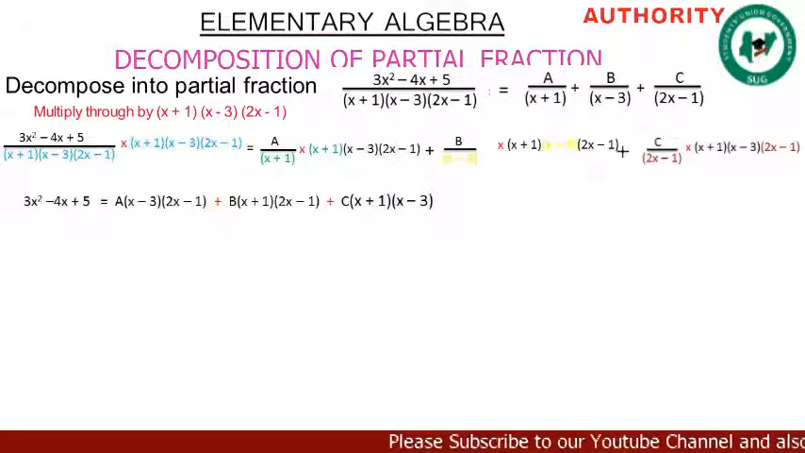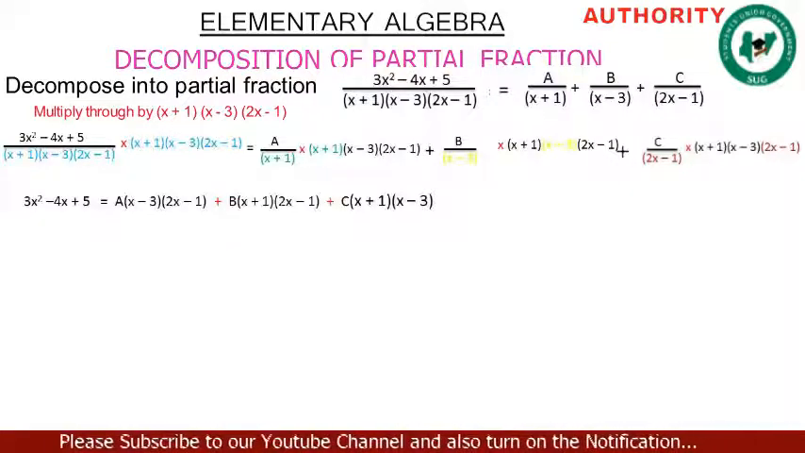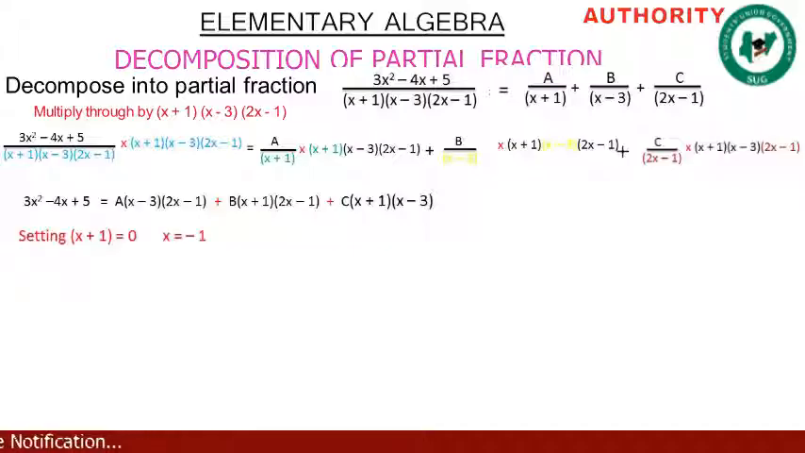Okay, so that means 3x² − 4x + 5 is equal to A(x − 3)(2x − 1) plus B(x + 1)(2x − 1) plus C(x + 1)(x − 3). Now let's go. We have three factors, so we're going to set one of them equal to 0. Let's set x + 1 equal to 0. So setting x + 1 equal to 0, we're going to have x equal to −1.